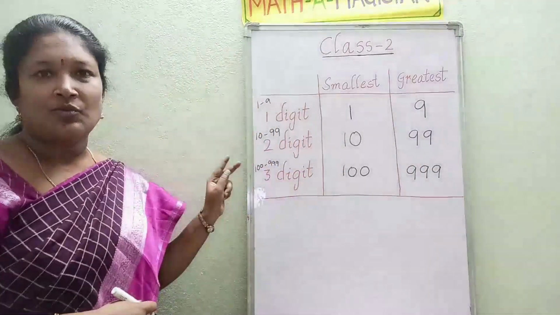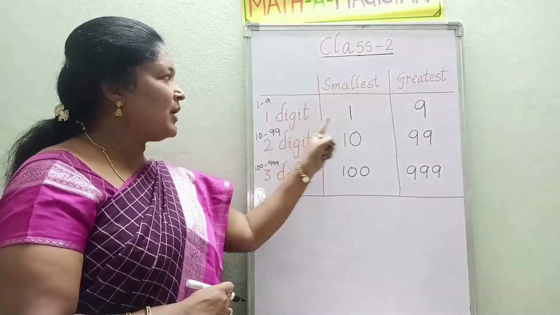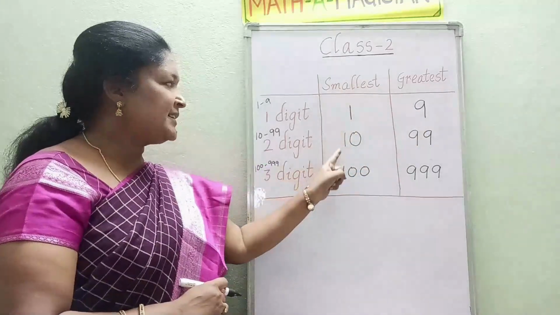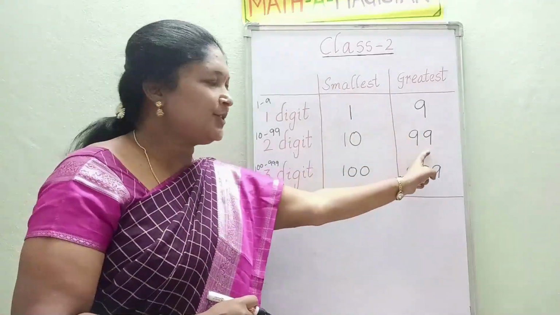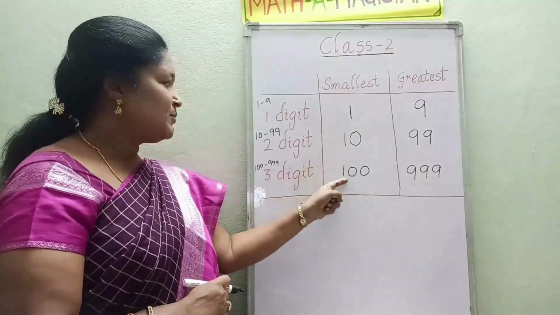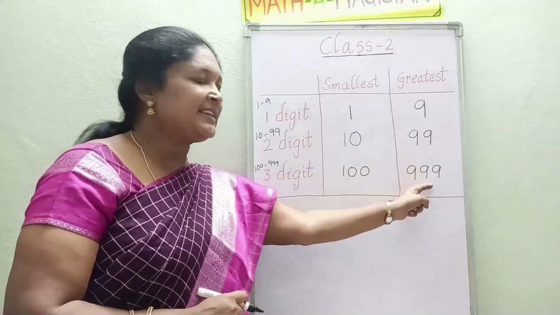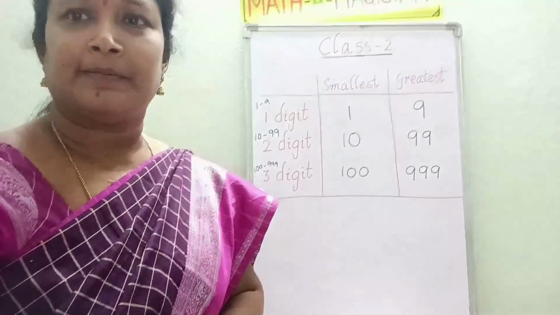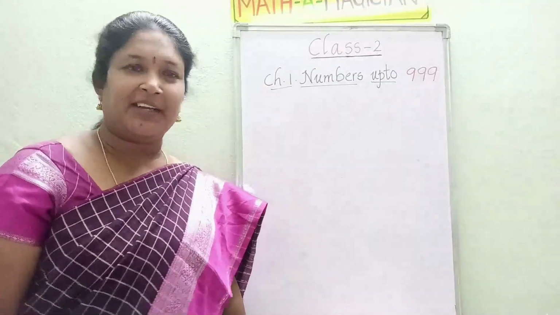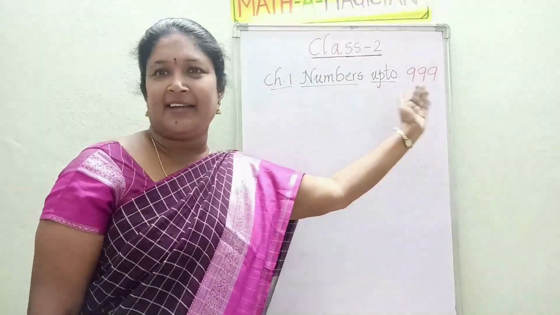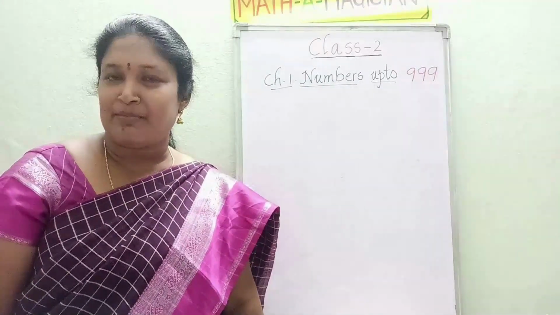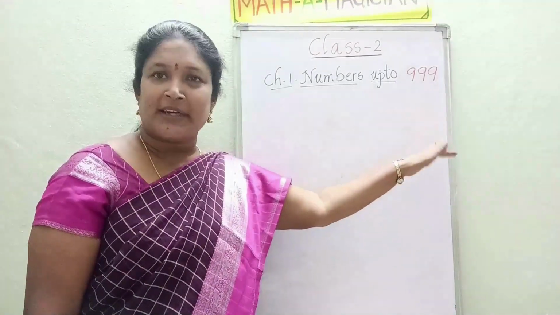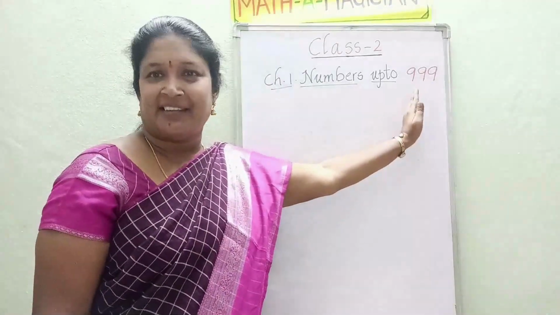So once again I want to say, smallest one digit number is 1, greatest one digit number is 9, smallest 2 digit number is 10, greatest 2 digit number is 99, smallest 3 digit number is 100, greatest 3 digit number is 999. Understand, children? So our new chapter is numbers up to 999. Already you know 500 numbers in first class. So in this class you are going to learn some more numbers, that is up to 999.